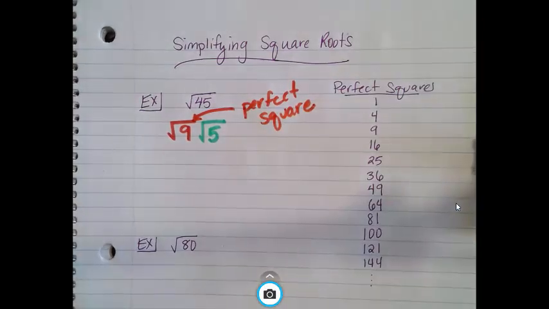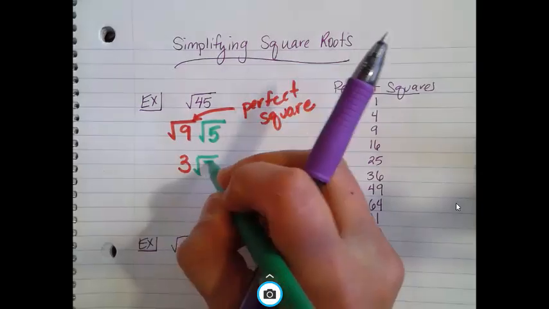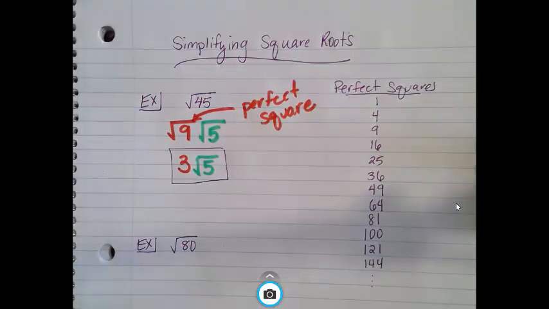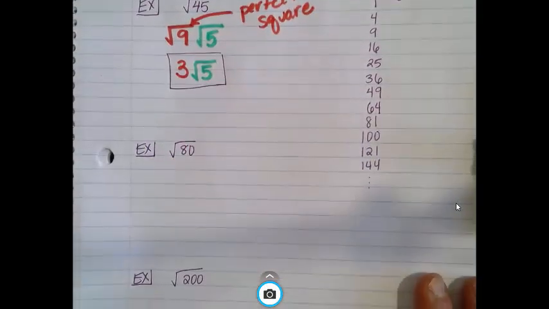Now when I go to simplify, the square root of 9 simplifies to 3. And then I've got that square root of 5 left, 3 root 5. And you'll see as you're doing exercises in Khan Academy or checking answers in the back of the book, they simplify in this way. Alright, let's do a couple more examples here.